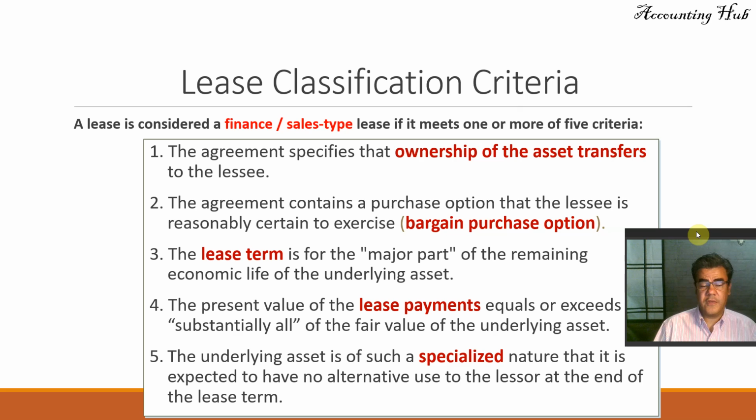I'm not renting it. Five, the underlying asset is of such a specialized nature that it is expected to have no alternative use to the lessor at the end of the lease term. It is such a customized car that no one else will purchase it. There is Scarpin all over the place and we cannot remove it. So it is only for me.